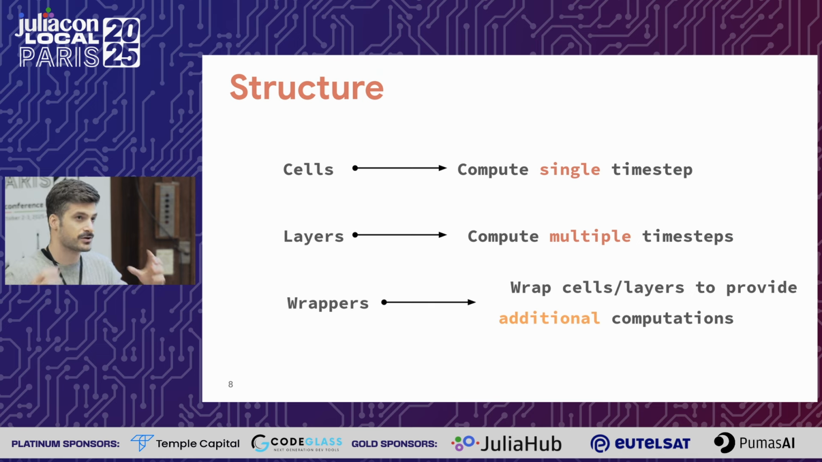And wrappers that wrap essentially either cells or layers and provide more complicated computation. For example, you can think of PyTorch LSTMs. They also give you a dropout. That's what the wrappers do.